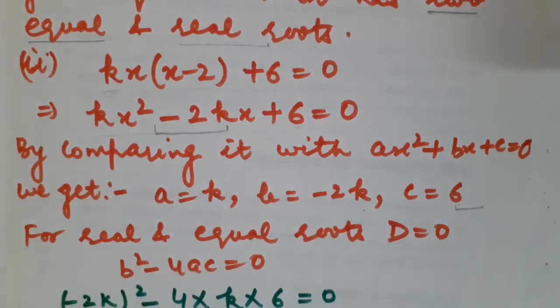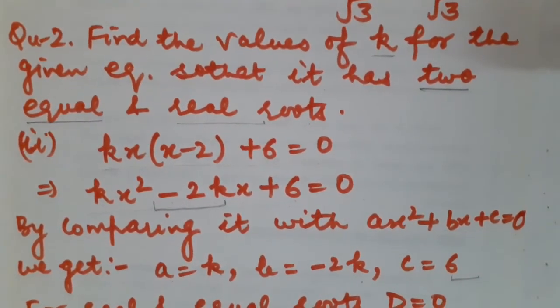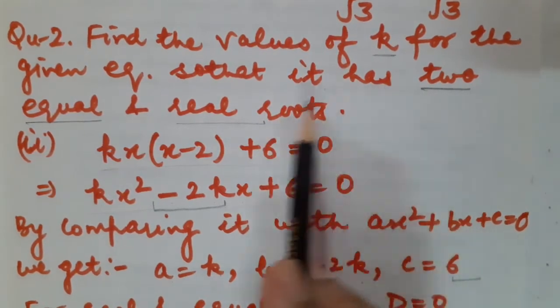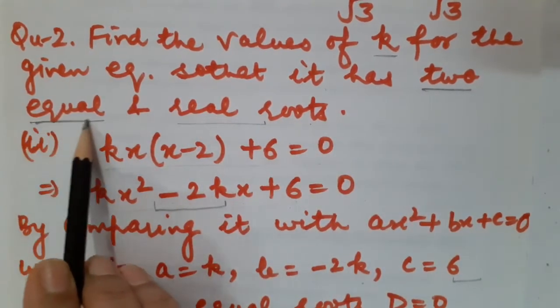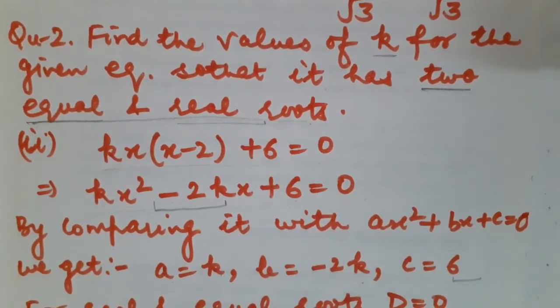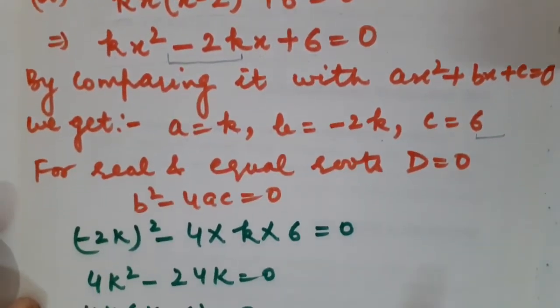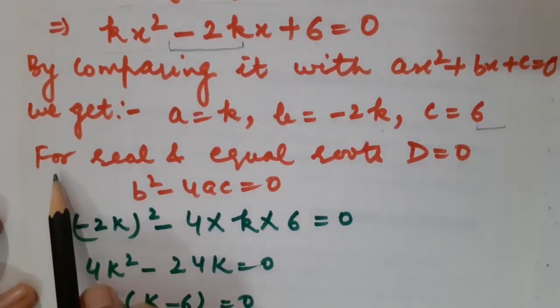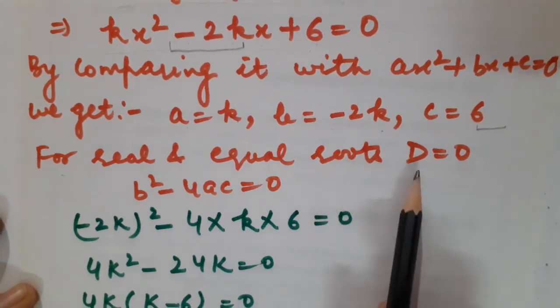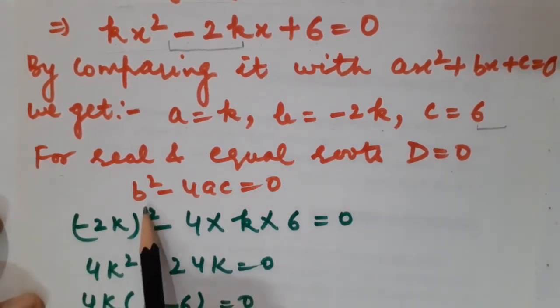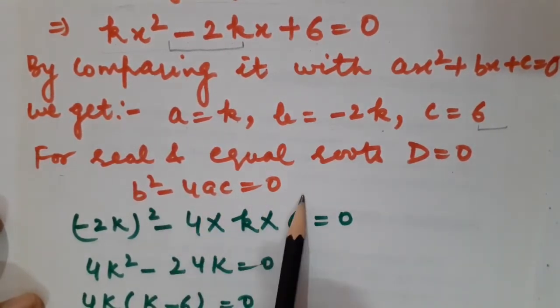Correct? Now children, according to the question, what is given to us basically? We have that the roots are real and equal. So what can we say? That the discriminant is equal to 0. This is the condition for real and equal roots, that is D is equal to 0. So that would be b square minus 4ac is equal to 0.